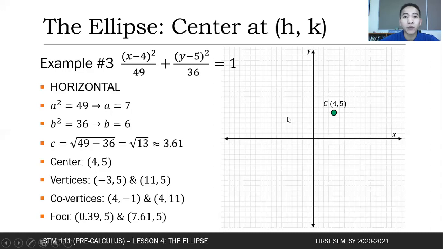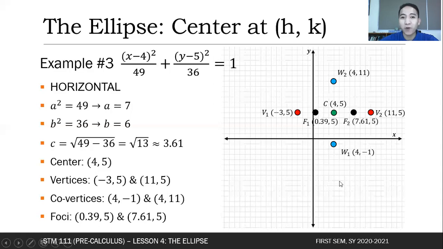Of course, you already know how to plot points. So, ito yung vertices ninyo. Yan. Then, plot the co-vertices, W sub 1, W sub 2. Then, the foci, F sub 1 and F sub 2. Dahil kumpleto ng 7 points, pwede mo nang i-draw ang iyong ellipse. Connect the co-vertices and the vertices using a smooth curve. Yeah. So, that is how you graph a horizontal ellipse whose center is at HK.